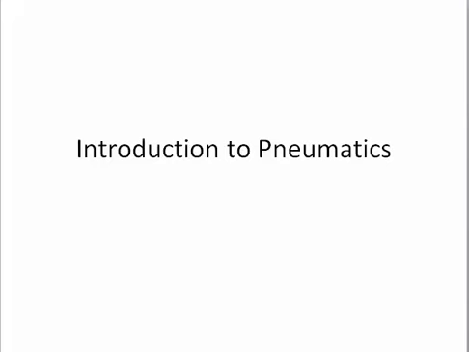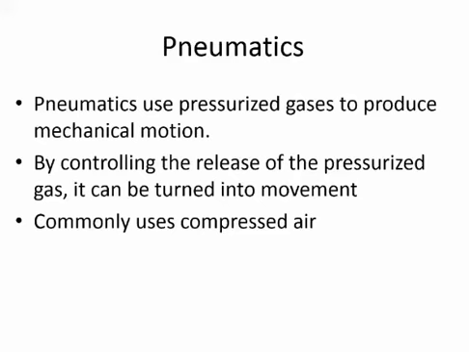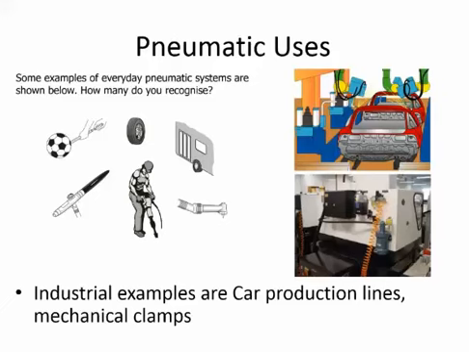Introduction to pneumatics. A pneumatic system is a system that uses compressed air to transmit and control energy. So by controlling the release of the pressurized air, it can be turned into movement. The most common gas used for pneumatics is compressed air. Some examples of everyday pneumatic systems can be seen below.